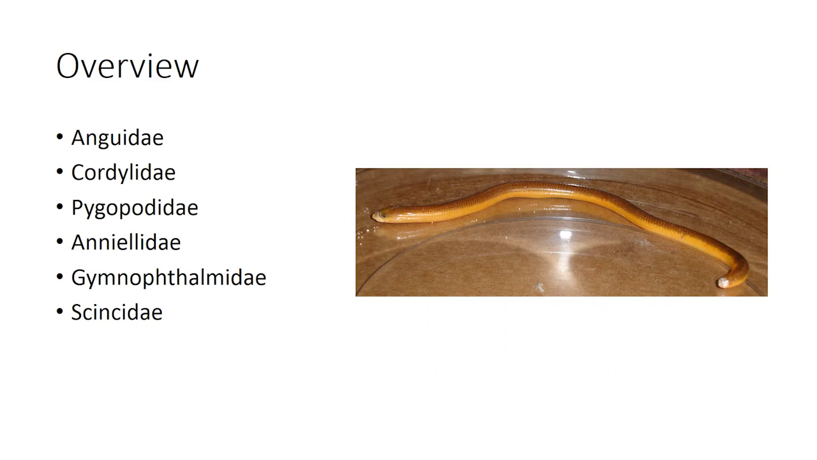All right, and then finally, Scincidae. Skinks are the biggest family of lizards. You have 1,500 different species in the skink family, and most of the legless skinks are found in Africa, like this Tanzanian legless lizard, which is also called a lance skink.